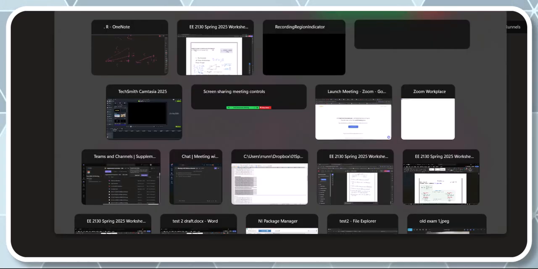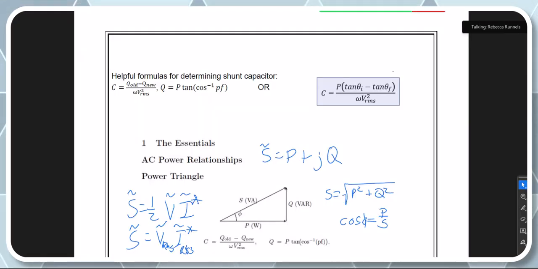And so in this formula, it was telling you Q old minus Q new, so you would figure out what those are, divided by omega, that's the frequency, and V RMS squared. And Q equals the power times the tangent of the inverse power factor, the inverse cosine of the power factor.